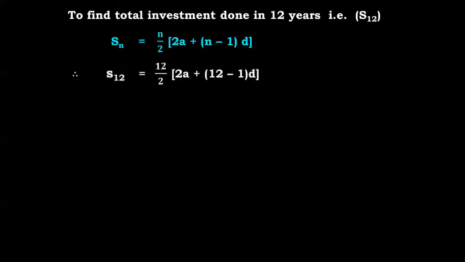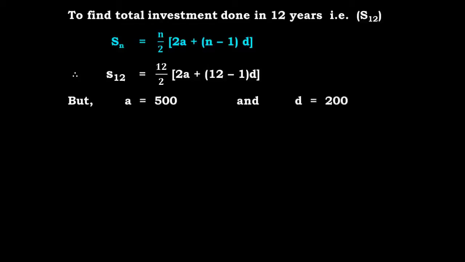To find the total investment in 12 years, we have to calculate S12. For this, we are going to use the formula Sn is equal to N upon 2 into bracket 2A plus N minus 1 into D. Now see students, N is equal to 12. So S12 is equal to 12 upon 2 into bracket 2A plus 12 minus 1 into D. 12 minus 1 is 11. A, the first installment, is 500 and D is 200.